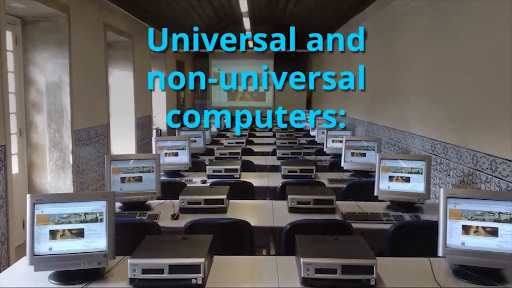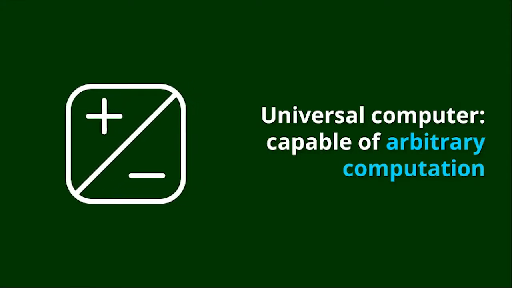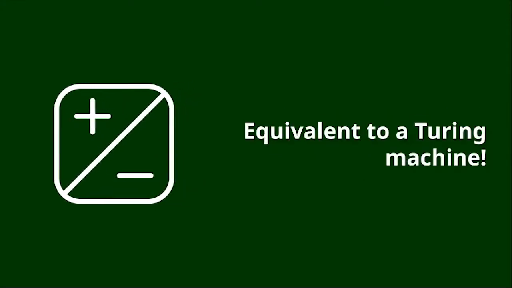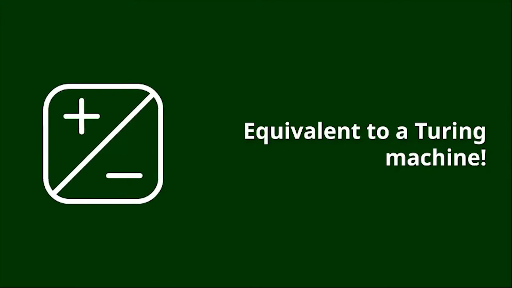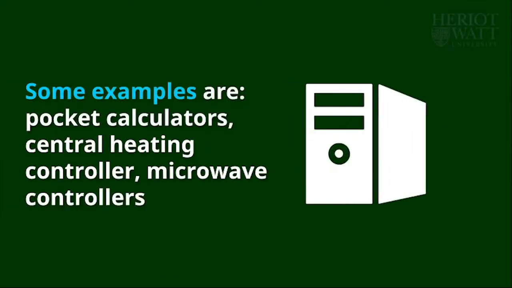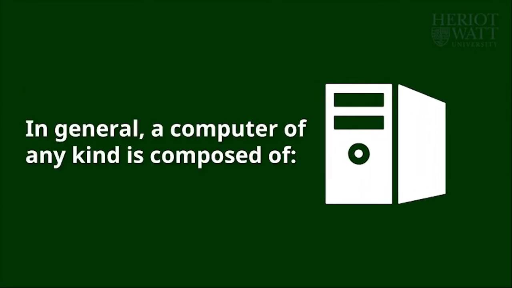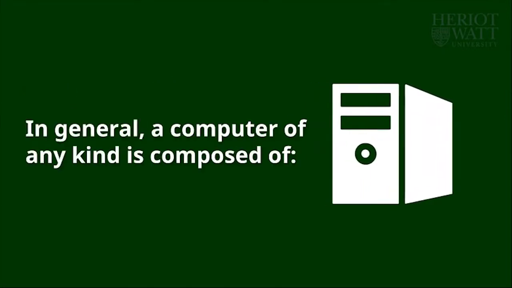Universal and non-universal computers. A universal computer is capable of arbitrary computation, equivalent to a Turing machine. A non-universal computer is only able to perform limited calculations. Some examples are pocket calculators, central heating controllers and microwave controllers. In general, a computer of any kind is composed of CPU, memory and I/O.